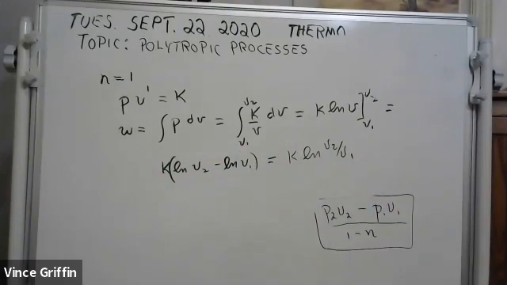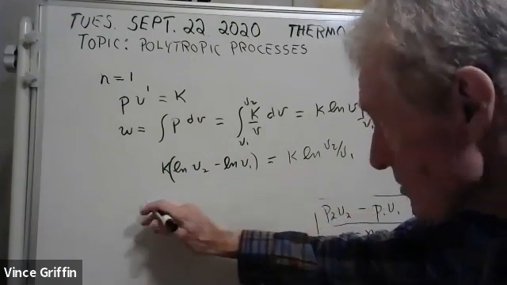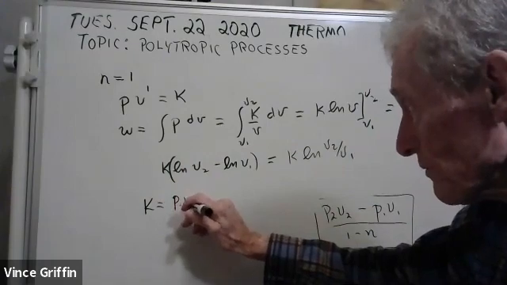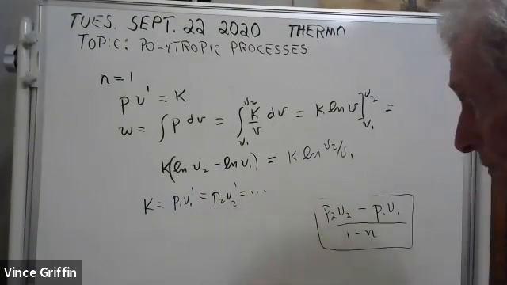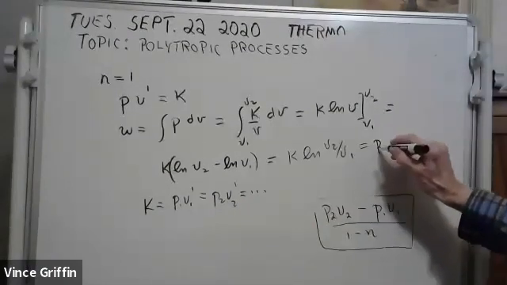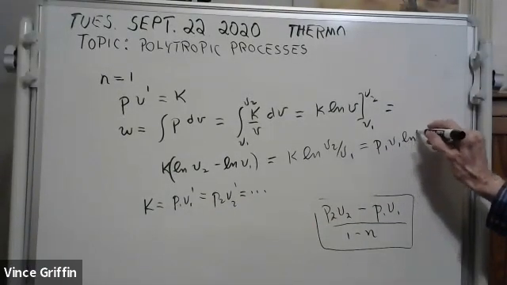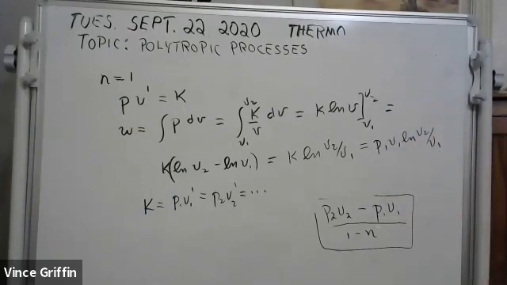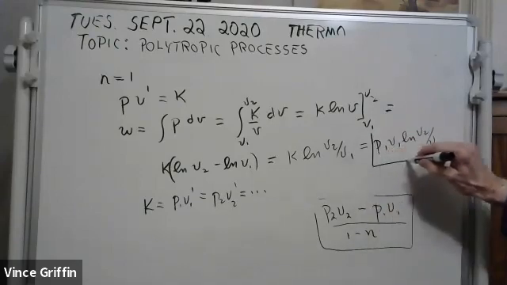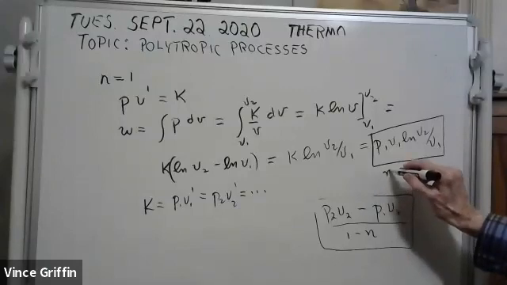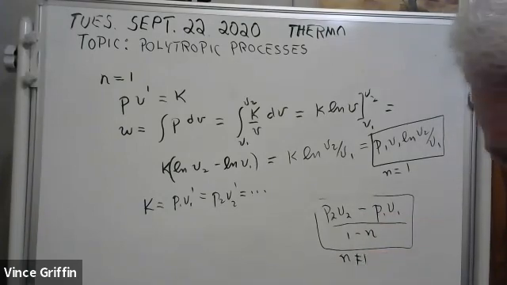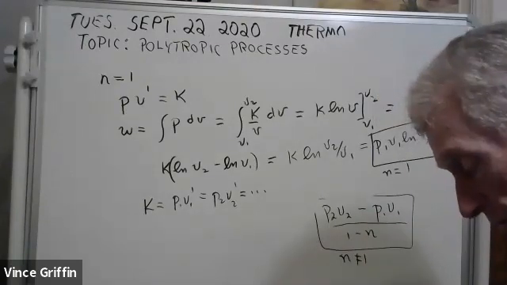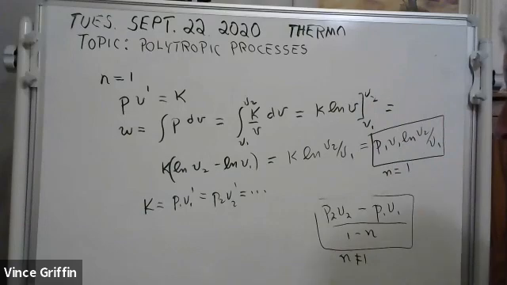I think we're done, except remember what that K is. K in this case is equal to P1 V1 to the 1, which is equal to P2 V2 to the 1, and so on. So we could write this as P1 V1 natural log of V2 over V1. And we have our second equation. Now this is when n is equal to 1. The other one is for when n is not equal to 1. We have our polytropic work equations now, and we're ready to work problems.